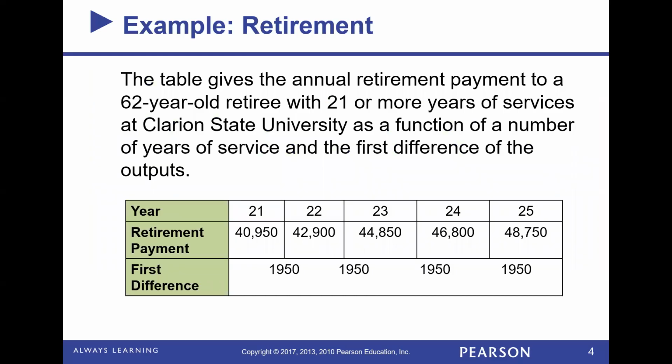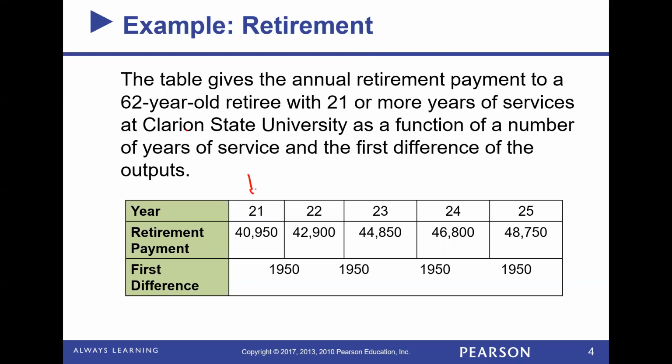Let's look at the following table. We're given the annual retirement payment to a 62-year-old retiree with 21 or more years of service at Clarence State University as a function of the number of years of service. And let's look at the first difference of the outputs. So we have 21 years of service that we're looking at here.